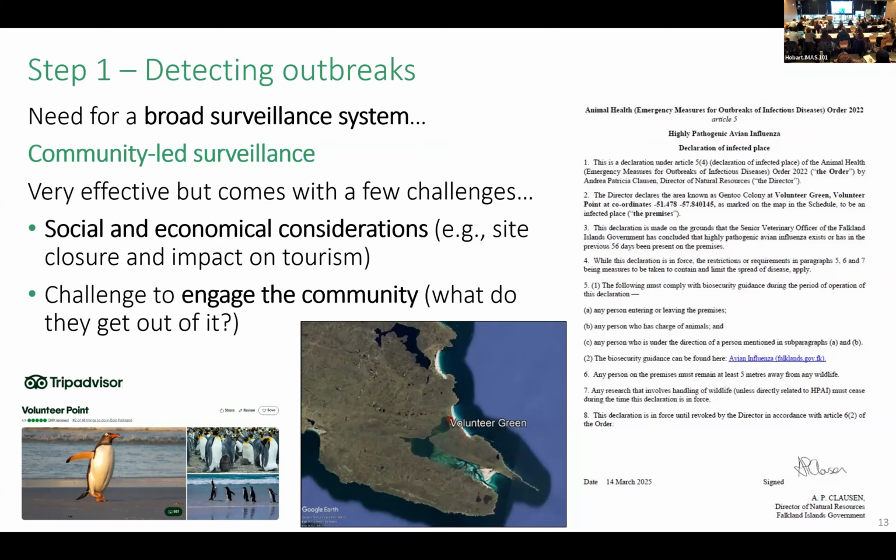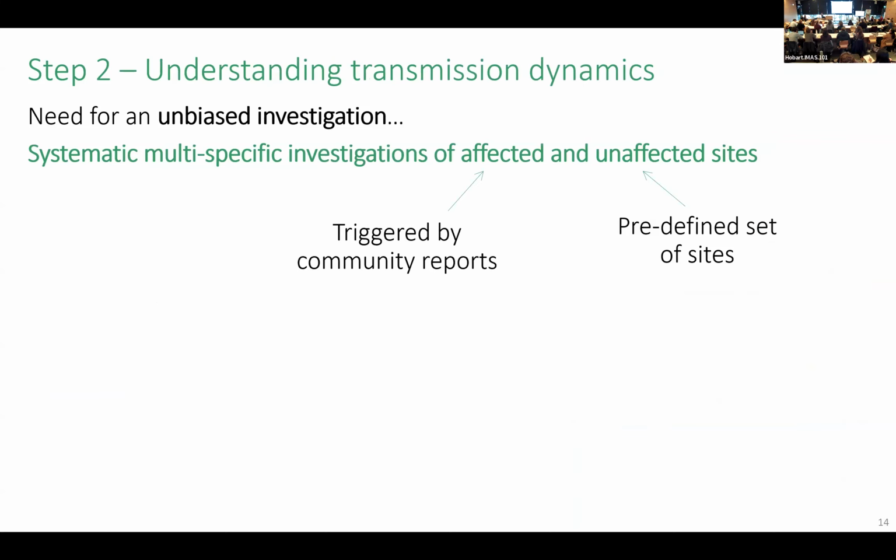That's where the collaboration between the vets in the Falklands, who are leading this surveillance program, and the researcher teams, including my team, really helped, because the vets don't have the capacity to send someone to investigate all of those outbreaks. But if you take the vets plus the different research teams, then we had the capacity. So when an outbreak was detected, we would send someone to sample.